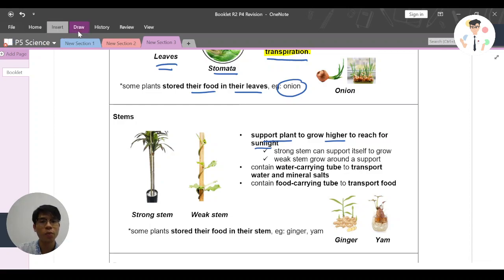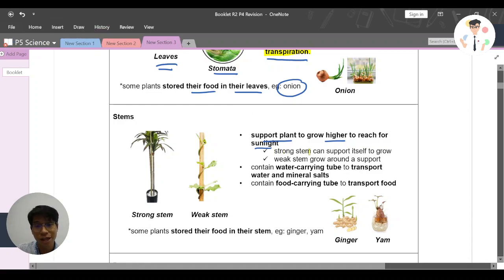There are also two different types: the ones with a strong stem and the ones with a weak stem. As you can see here, a strong stem can support itself to grow. But a weak stem just grows around or on a support. For example, if you have a stick here, it will keep climbing up, again because they are going up to get the sunlight to make their own food.